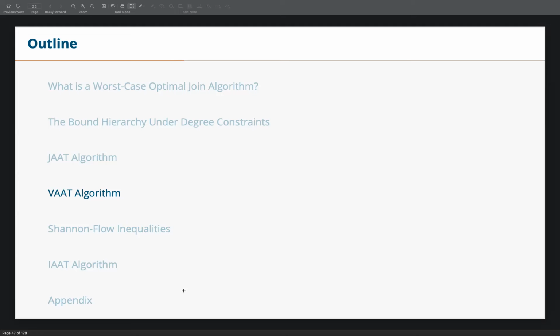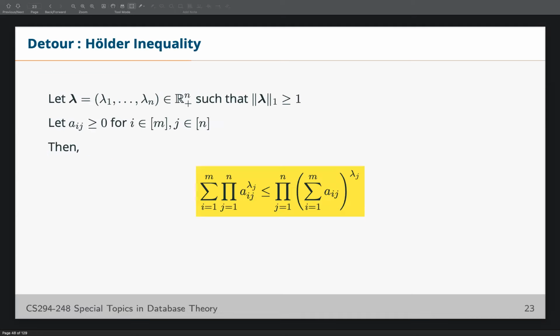Okay, so let's look at the second class of algorithms. There's a little bit of a detour because I'm going to use Hölder's inequality, and I don't know if I can assume that you know this inequality. And it goes like this.